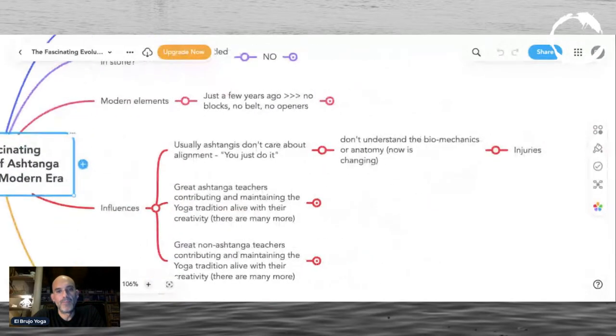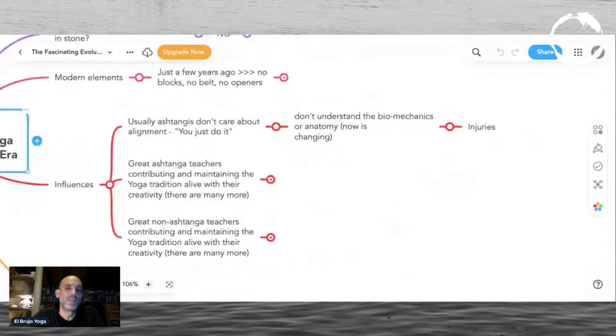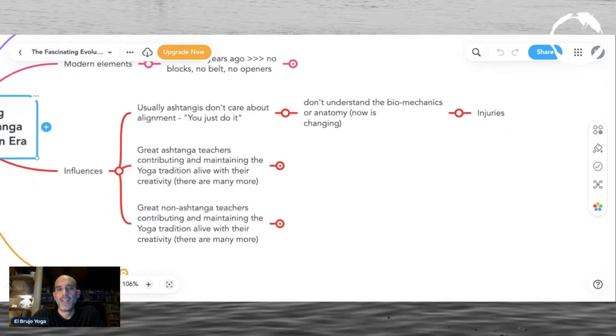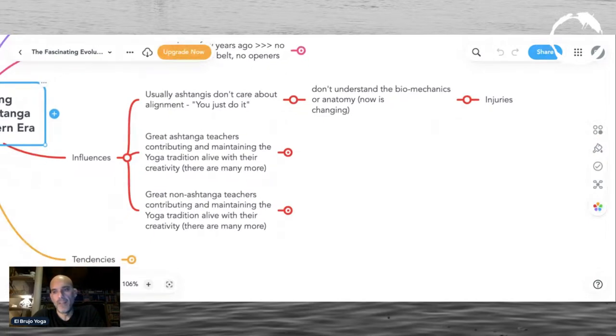Many times it is because they don't understand the biomechanics or anatomy. Now it's slowly changing, thank God. People are starting to become more knowledgeable, at least in anatomy. It's important to know how the body works, because if you don't, this would lead to injuries, and this is what we want to avoid. We want to practice for life. This is something that needs to be done for a long time without a stop. So if you want a sustainable practice, you need to know about anatomy and biomechanics to avoid injuries farther down the line.